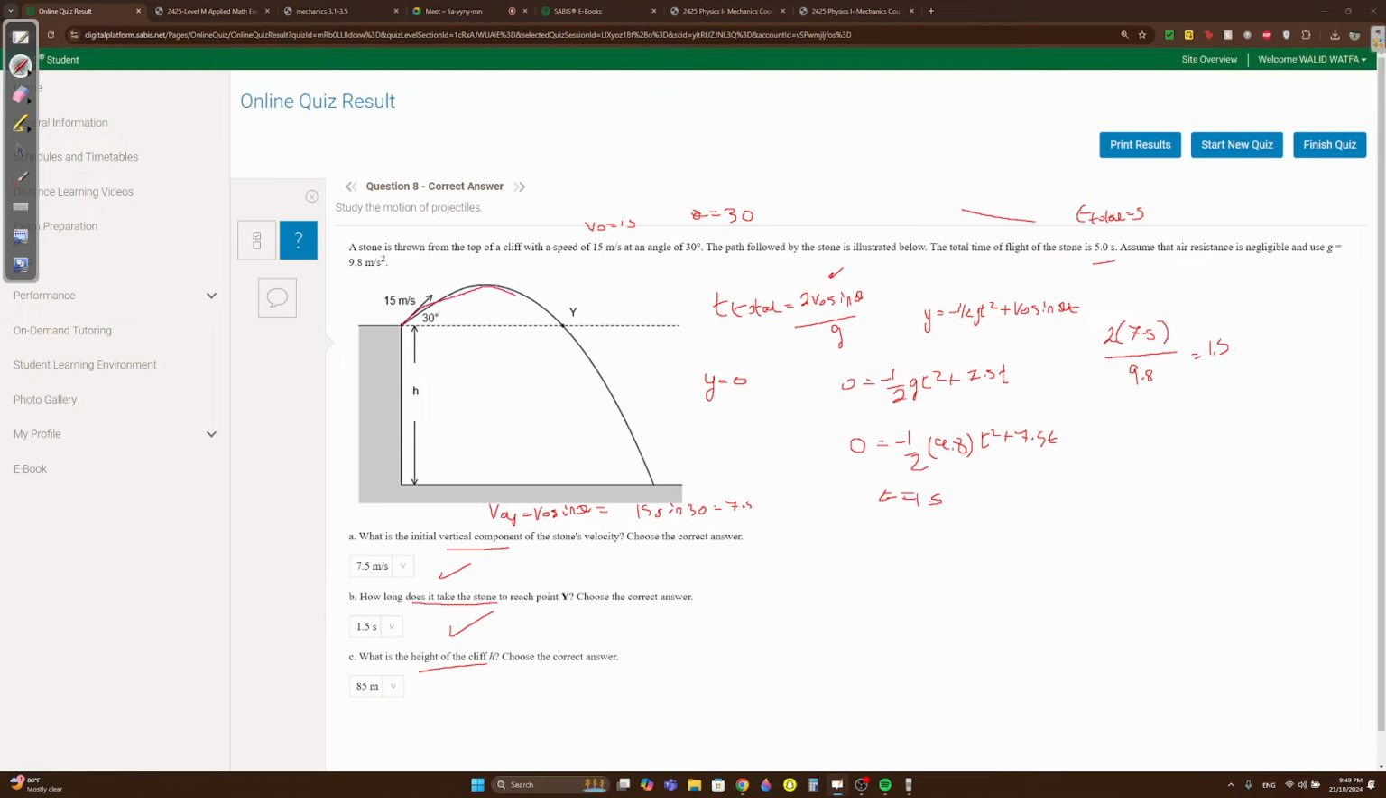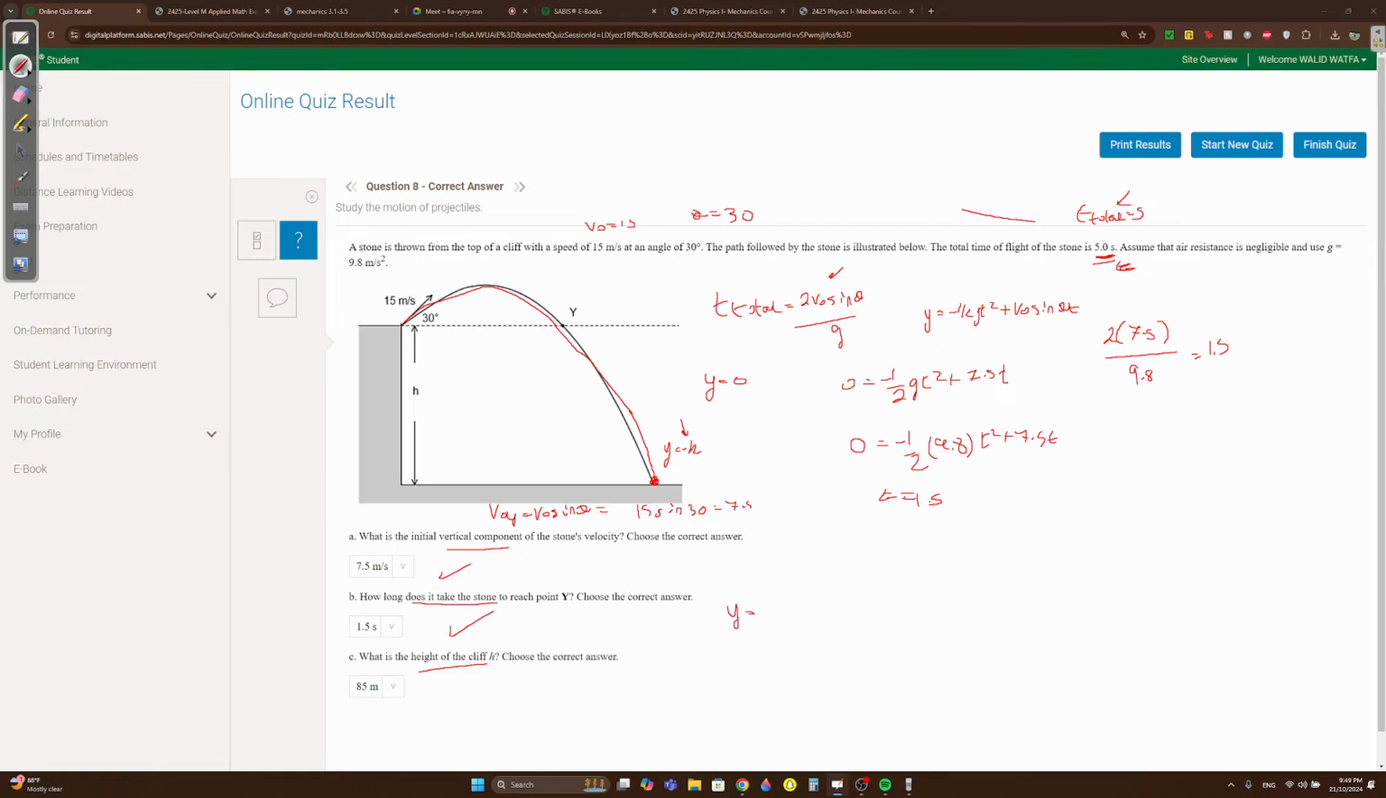When you reach the bottom of the cliff, you finished your motion. They said that the total flight time is 5 seconds, so t equals 5. This is different from the time total for part A. So when it reaches down here, it reaches y is equal to minus h, because it fell down h meters, but since you're going down, it's minus h.